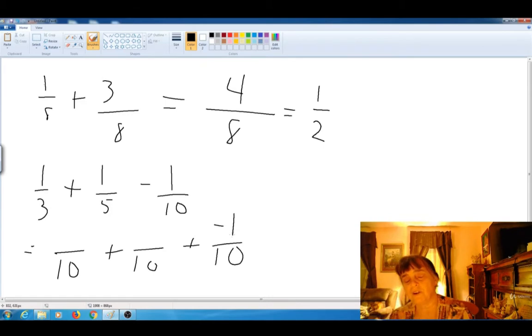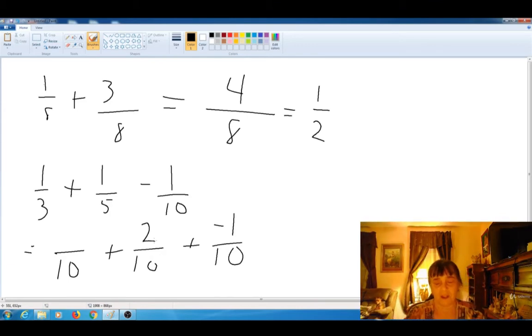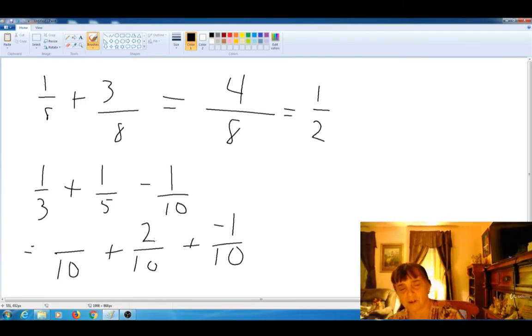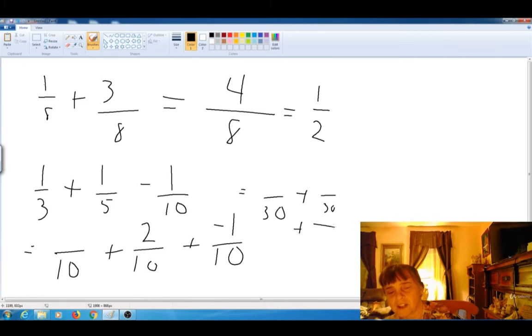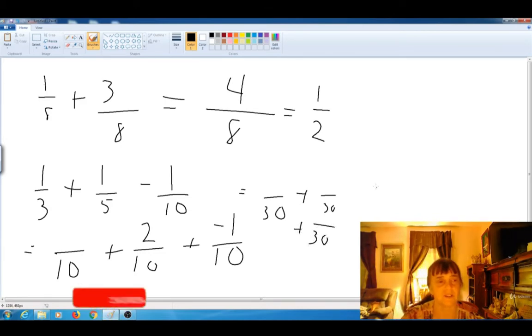Okay, now that last fraction doesn't change any. 10 divided by 5 is 2, right? So 2 times 5 is 10, 2 times 1 is 2. So 2/10 and 1/5 is the same fraction. Oh, wait a minute. I messed up. I'm sorry. Our common denominator is not 10. Our common denominator is 30. Okay, 30. Let's just erase this.